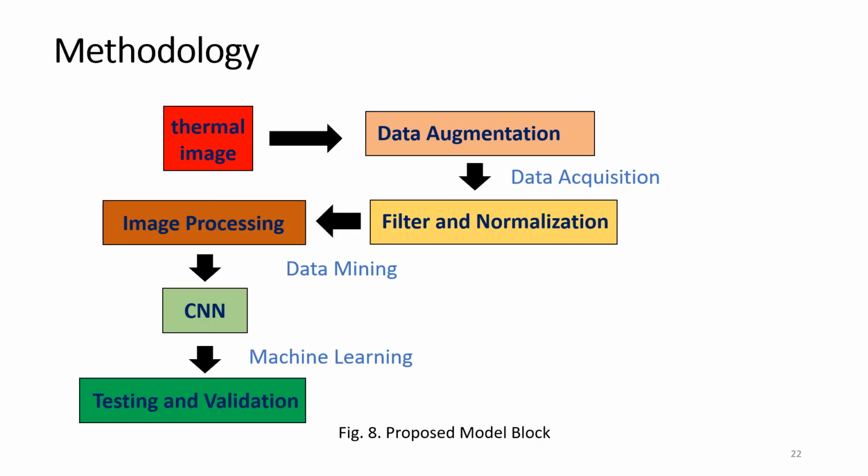This is our proposed methodology. Initially, our input is the thermal image, and we augmented the thermal image because we need to increase or boost the content of the images that we have, and we filter and normalize it to remove some noise and to have it on the same statistical sizes for classification. And then we use image processing, and then we input that to our CNN or neural network, and then we test and validate our output.